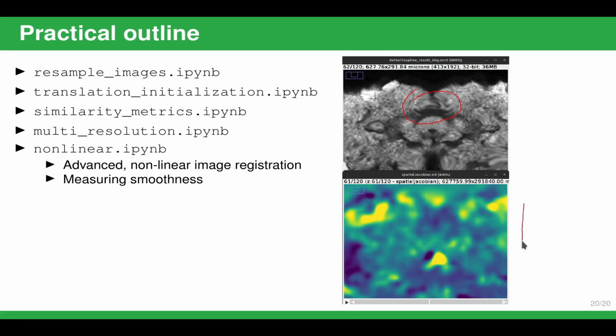What you're seeing in this image here is an image that shows the Jacobian determinant of the transformation. We will see a little bit in the notebook about what that means, but the important part is that it is a way to quantify how much deformation is introduced by a transformation, and then we'll compare two different transformations that we produce. We will look at this Jacobian image, and we'll understand how we can know that one of the transformations is smoother than the other.